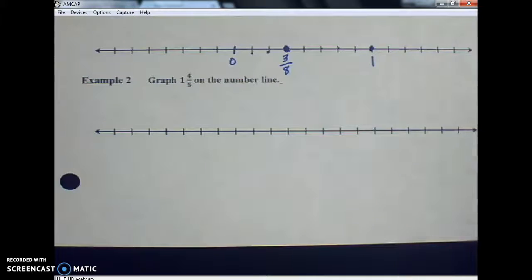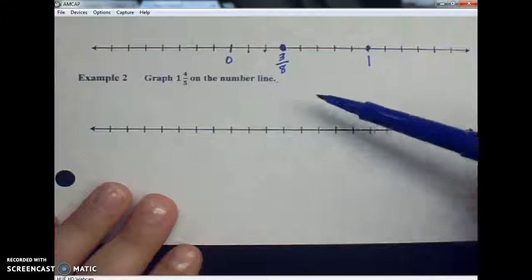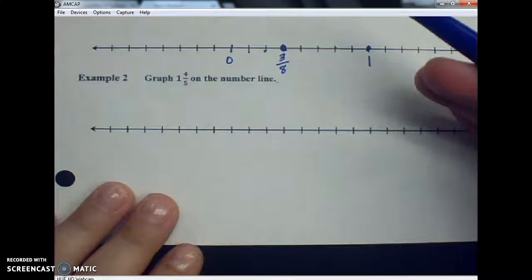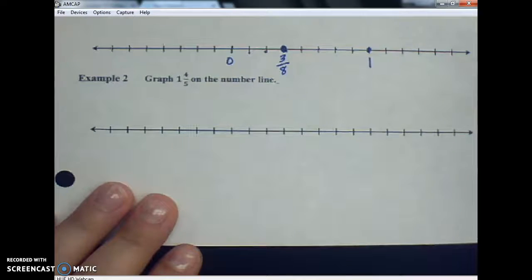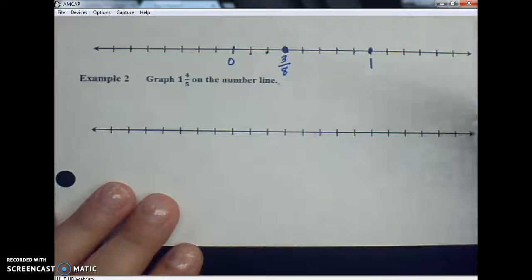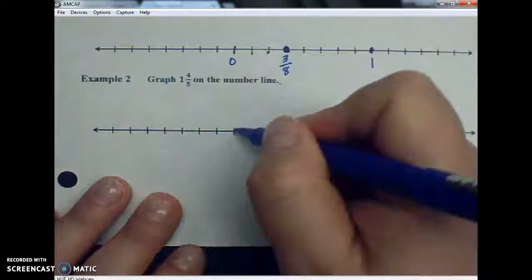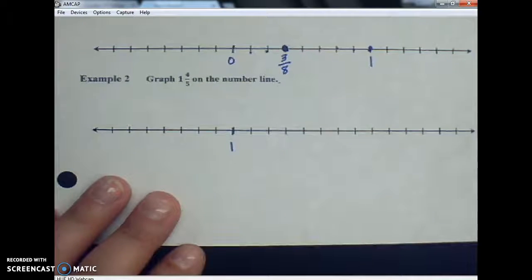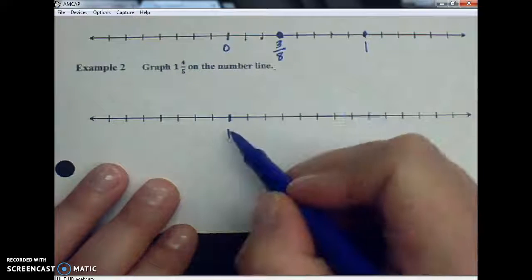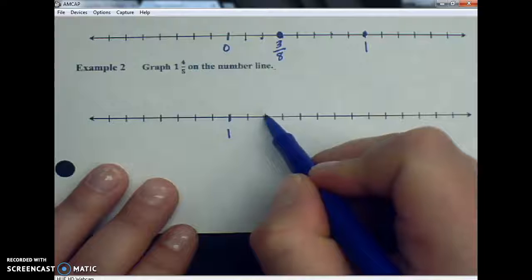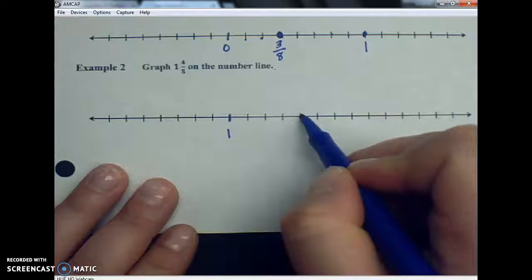So on example 2, we've got graph 1 and 4/5 on the number line. When I read that mixed number, it's 1 and 4/5. So that means I have 1 and a little bit more. So I know that it's going to be between 1 and 2 because I have 1 whole plus a little bit more. So I've got my 1 whole, and then I have 1 and 1/5, 1 and 2/5, 1 and 3/5, 1 and 4/5.